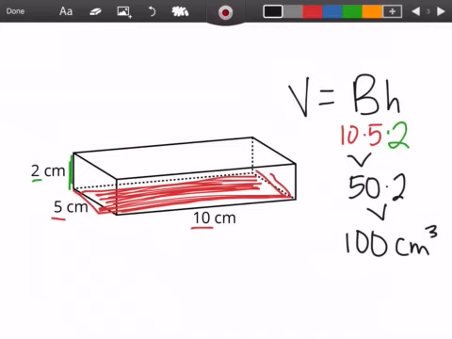All right, so that's it for volume of rectangular prisms. The area of the base times the height, which is basically length times width times height. Make sure you get these notes in your spiral.